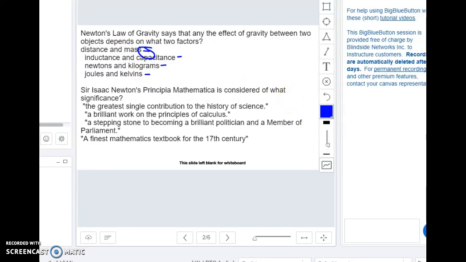Next question that I have for you here: Sir Isaac Newton's Principia Mathematica is considered of what significance? Is it the greatest single contribution to the history of science, a brilliant work of the principles of calculus, a stepping stone to becoming a brilliant politician and a member of parliament, or one of the finest mathematics textbooks of the 17th century? So this one is the greatest single contribution to the history of science.